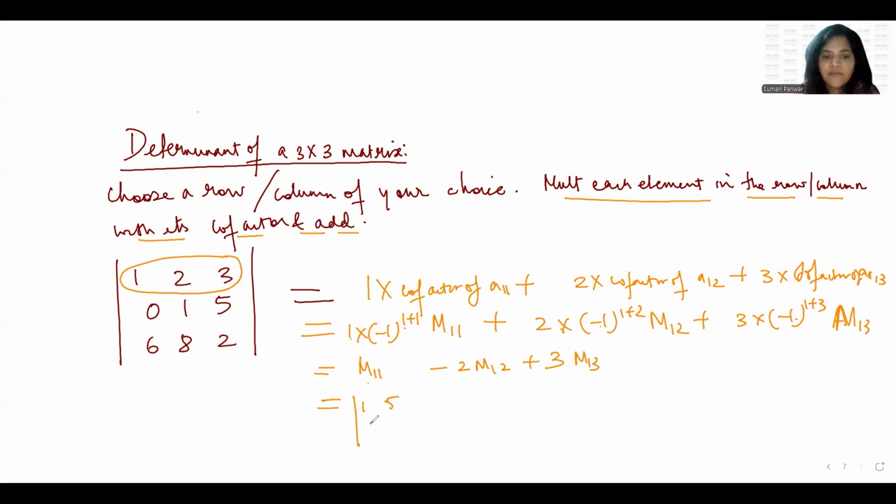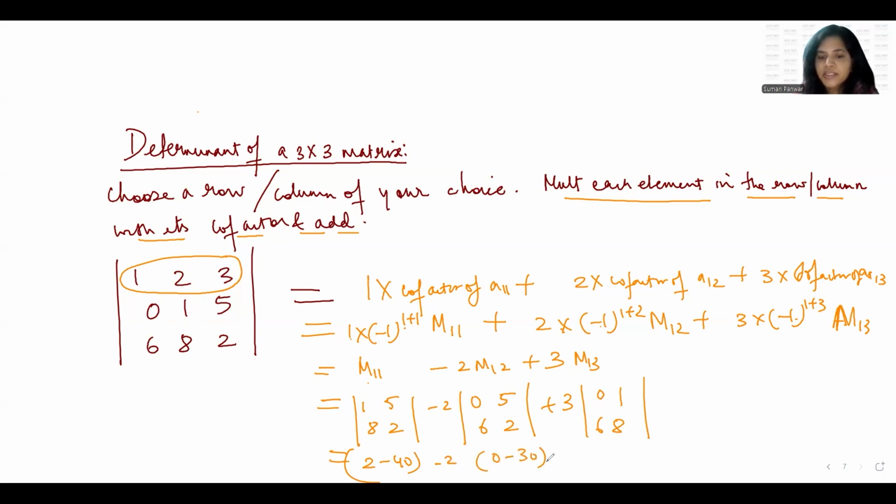So 1, 5, 8, 2 minus 2. M12, first row, second column, 0, 5, 6, 2. Okay. And then plus 3, first row and the third column, 0, 1, 6, 8. So this is 2 minus 40, minus 2, 0 minus 30, plus 3, 0 minus 6, and find the answer.